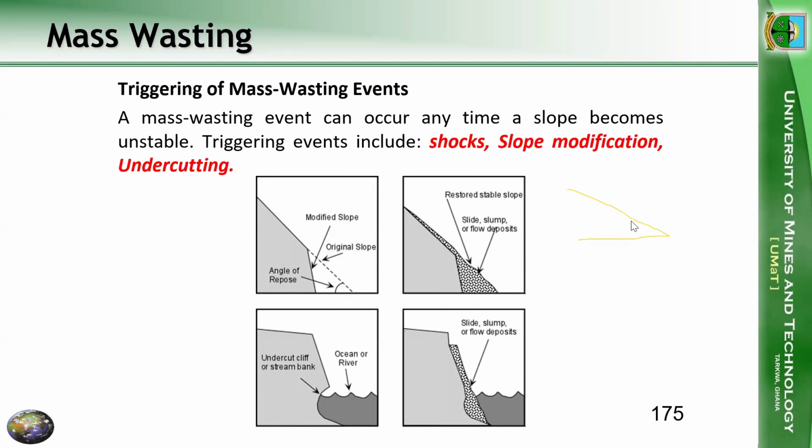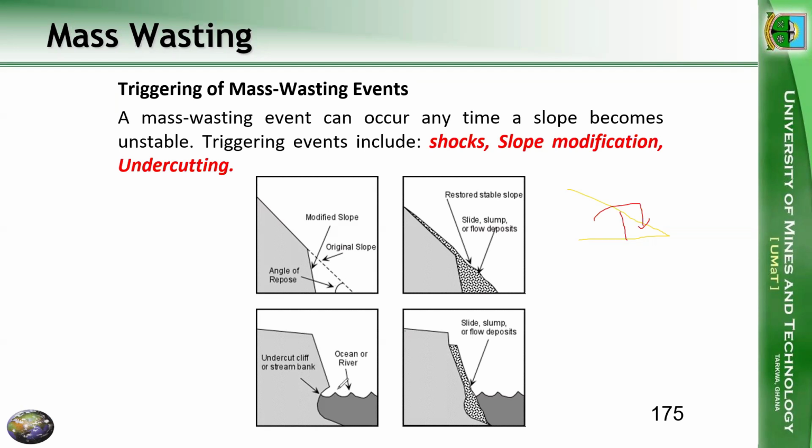So if I have a slope, and that slope, we end up cutting badly, like this. We modify the slope. The material here will not be stable again because we change the angle of repose. So it will collapse. Every material here will collapse. And that is what we call slope modification. It will collapse and the slope will get restored again.